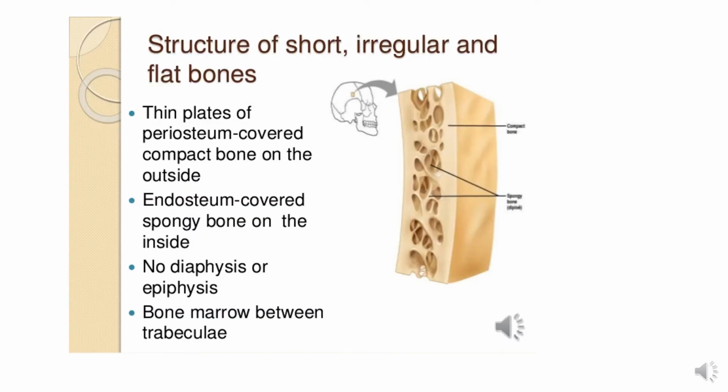Now the structure of the short bone or irregular flat bone. They consist of a thin plate of periosteum covered by compact bone on the outside, and there is no diaphysis or epiphysis. Inside they have spongy bone, which also contains the red bone marrow. The periosteum encloses these bones except the inner layer of the cranial bones, where it is replaced by the dura mater.